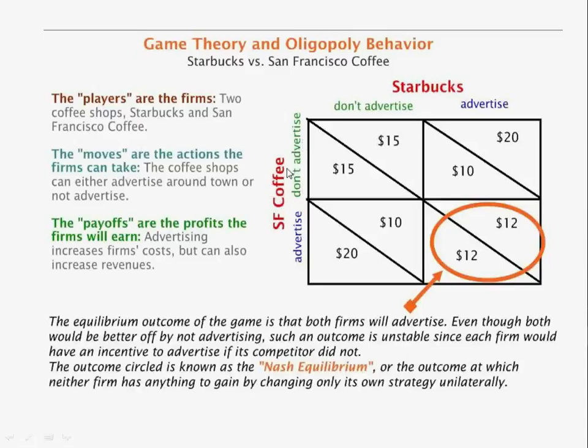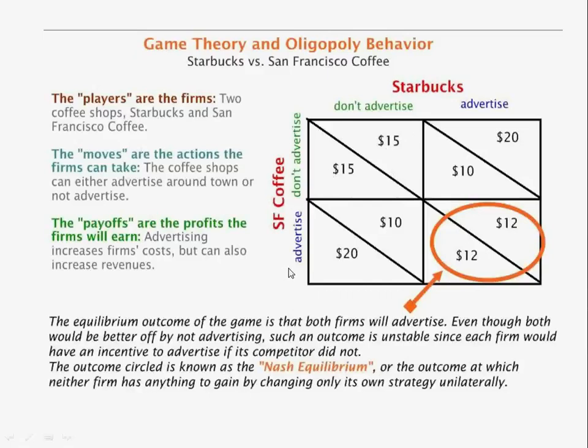So in this case, let us check what is best for SF Coffee. If they don't advertise, the total return is 15, because you have a lower cost, since the cost of advertisement is 0. That's why you have a higher return, 15. If Starbucks also chooses to not advertise, then both will get 15 of profit.